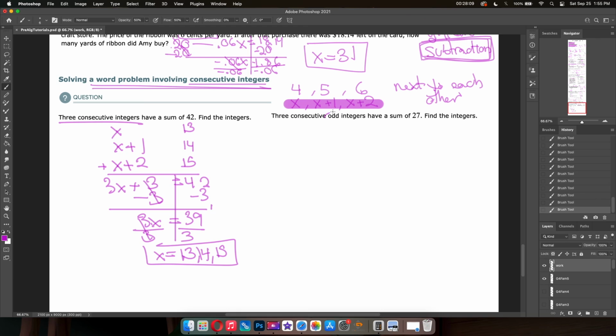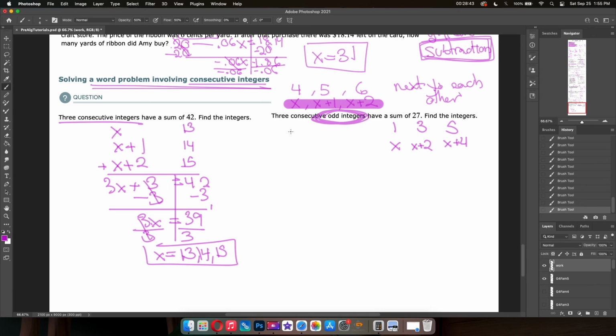3 consecutive odd integers have a sum of 27. New word. Now what does that mean? So instead of having random consecutive integers like 4, 5, and 6, let's take a minute and think about 1, 3, 5. Again, how would I write that? If x is my 1, how far away is 3 from x? That's going to be 2 away. How far away is 5 from x, aka how far away is 5 from 1? That's going to be 4 away.